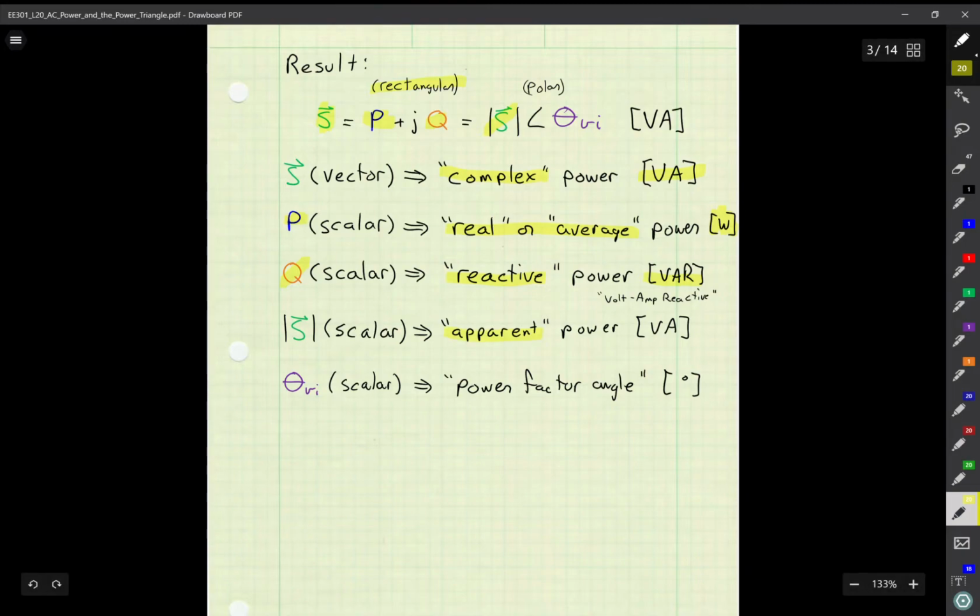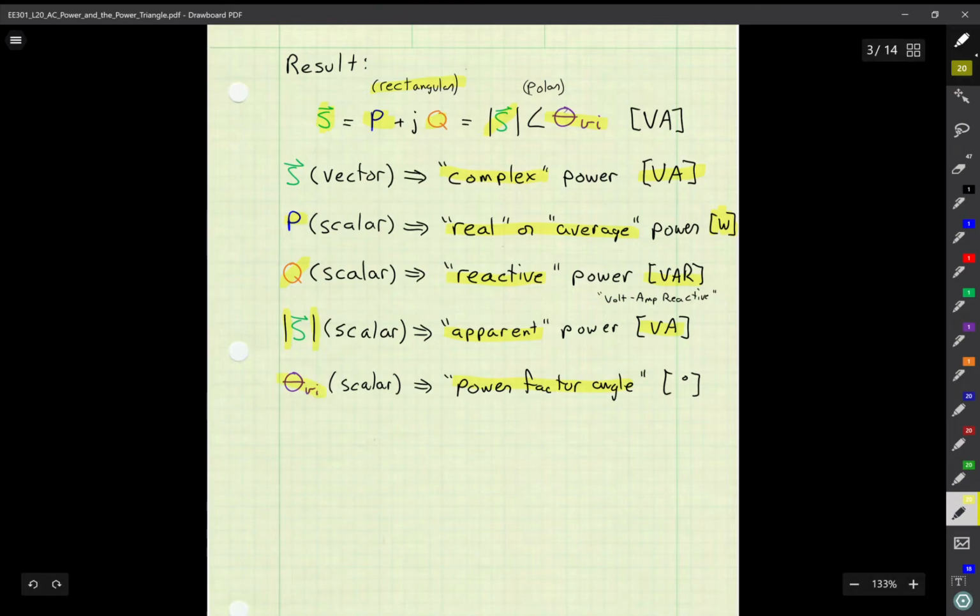Remember that these vertical lines around my vector tell me that I want to find the magnitude of it, which is basically the square root of the sum of the squares of a right triangle. That is again a scalar value, and its units are also volt-amps. Also in polar coordinates, my complex power has an angle associated with it, and we call that angle the power factor angle, which will become more apparent later on.